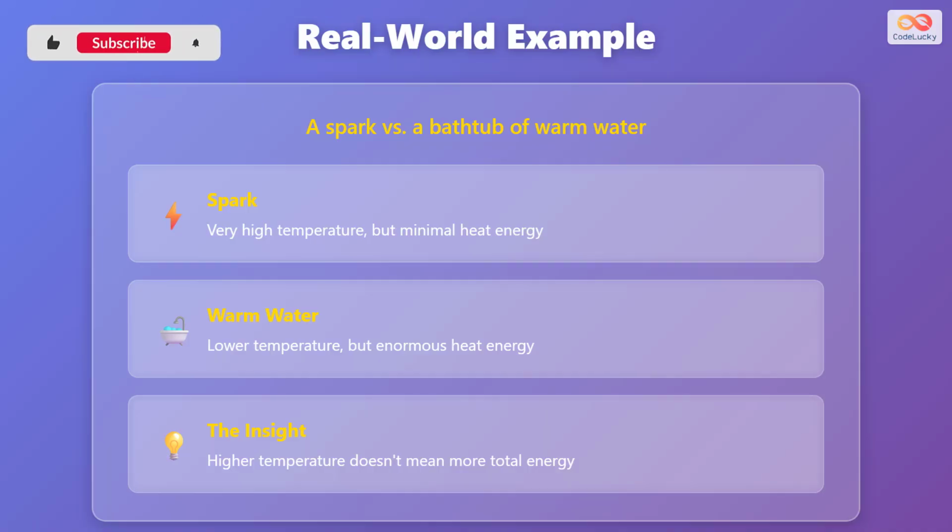Let's consider a striking real-world example: a spark compared to a bathtub of warm water. A spark from a fire can have a temperature of several thousand degrees Celsius, which is extremely high. However, it contains very little heat energy because there are so few particles involved. On the other hand, a bathtub full of warm water might only be at 40 degrees Celsius, but it contains an enormous amount of heat energy due to the massive number of water molecules. This example perfectly illustrates that higher temperature doesn't automatically mean more total energy.